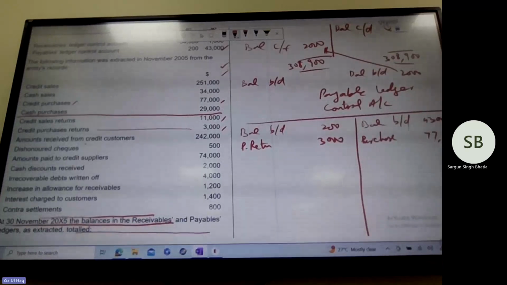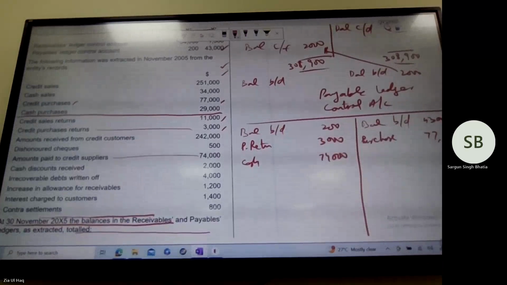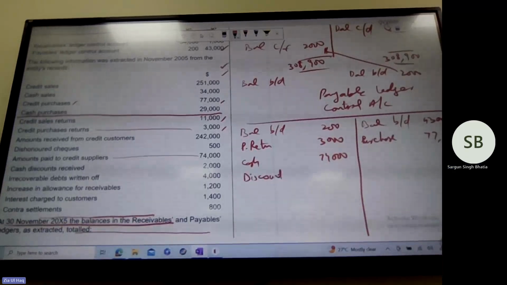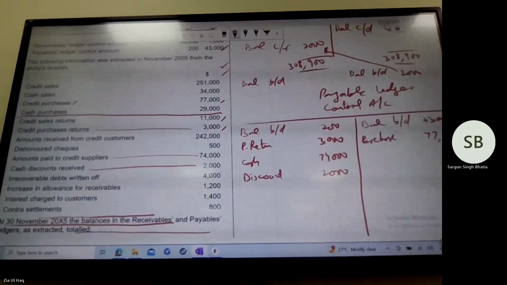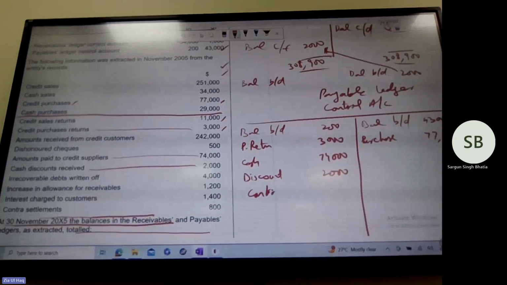What next? Amount received from credit customers and dishonored check do not come here. Amount paid to supplier 74,000: payable debit, cash credit, so cash 74,000. Discount received 2,000: payable debit, discount income credit. So the amount is 2,000. Irrecoverable debt, no. Interest, no. Contra 800, yes, contra against receivable, we need to debit the payable with 800.